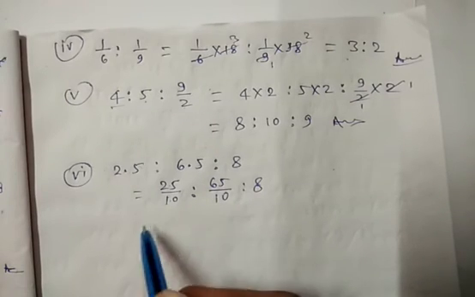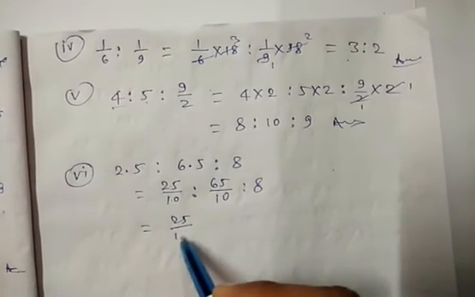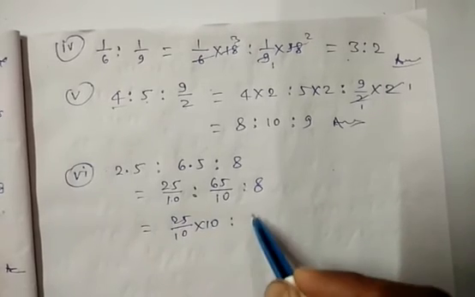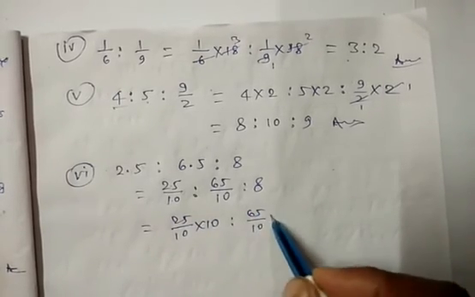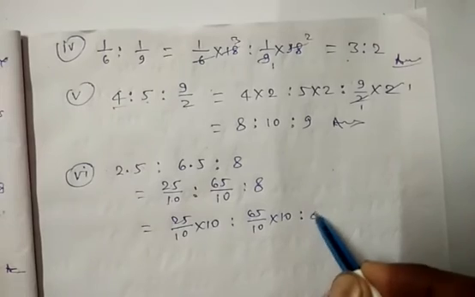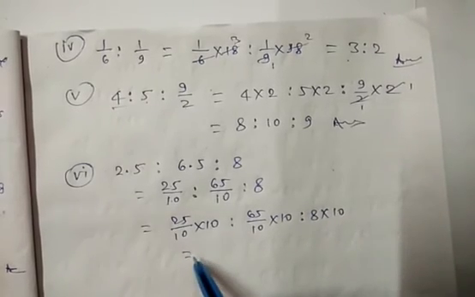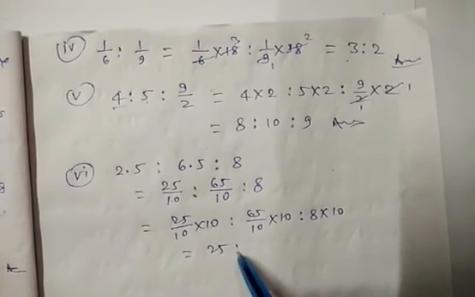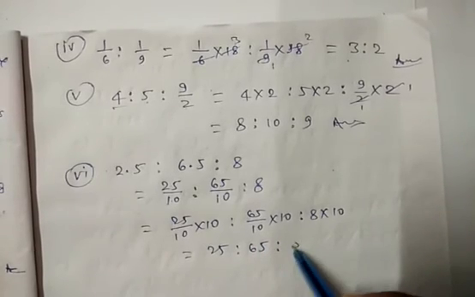So here 25 by 10 multiplied by 10 is to 65 by 10 multiplied by 10 is to 8 multiplied by 10. Then we get 25 is to 65 is to 80.